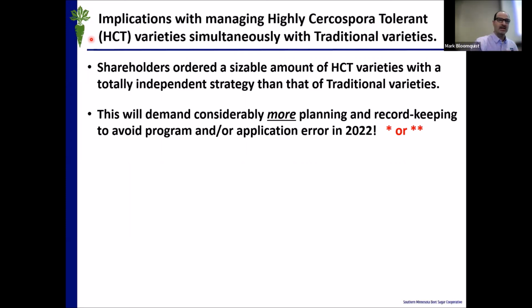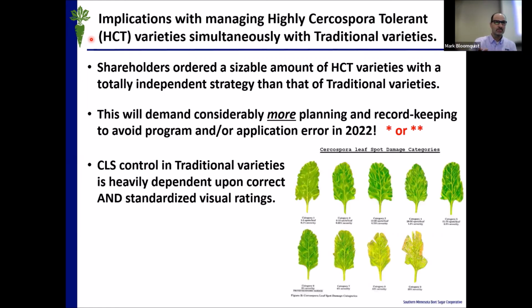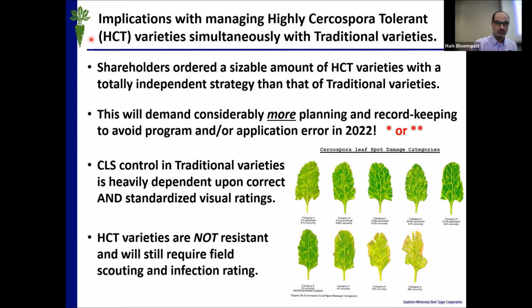This is going to demand some considerably more planning and record keeping to avoid any program or application errors. Let's face it, you make an extra application to a CR plus, you just wasted some money. But if you miss an application on your traditionals, we all know that you can't do that. It's going to show up really quickly. We also know that sucrose release spot control in traditional varieties is heavily dependent upon correct and standardized visual ratings. We're all getting very familiar with these ratings, and that's a big plus because now we can speak the same language when we're talking to one another.